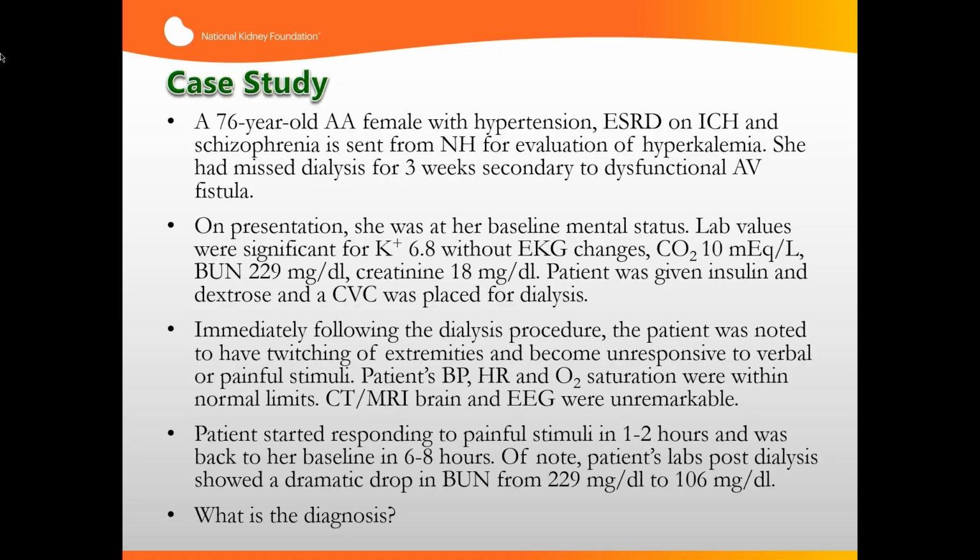So on presentation, she was at her baseline mental status. Her lab values were significant for a potassium of 6.8 without any EKG changes. Her bicarb was 10, BUN 229, creatinine 18. She was given insulin and dextrose in the ED to help her potassium, and a central venous catheter was placed for dialysis.